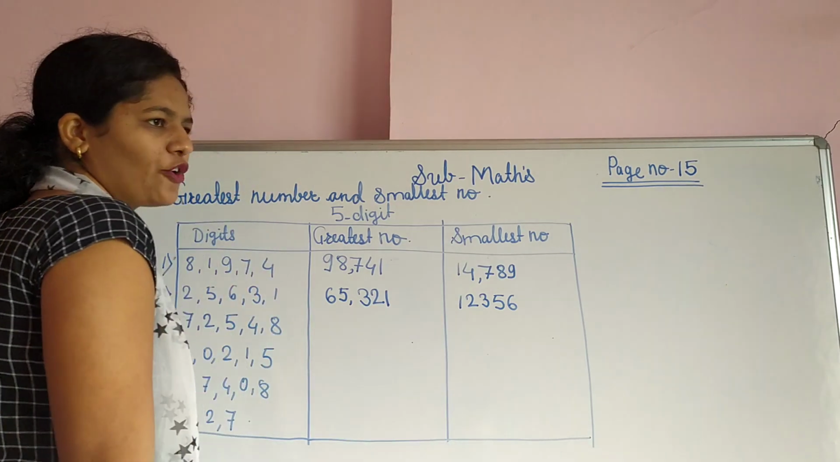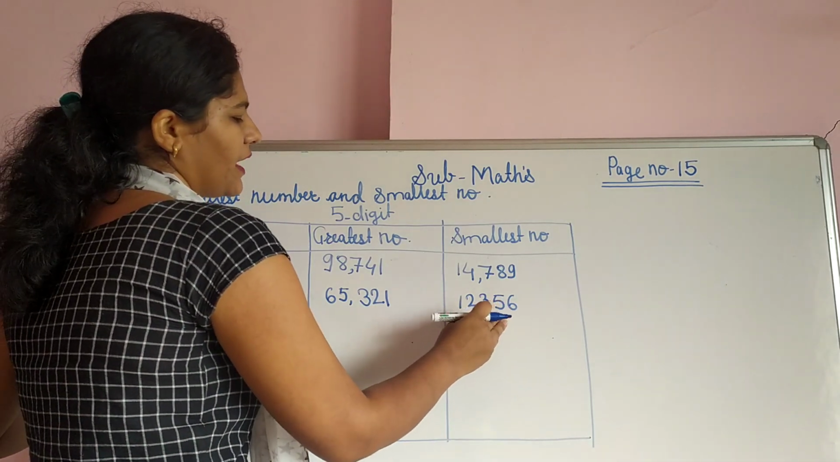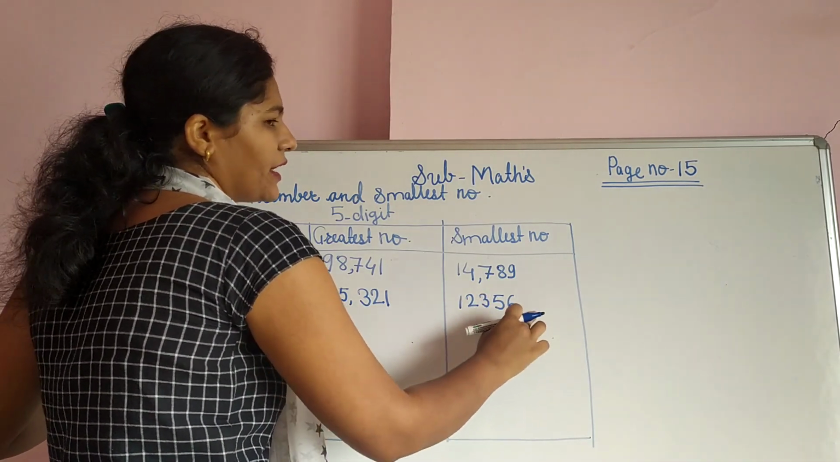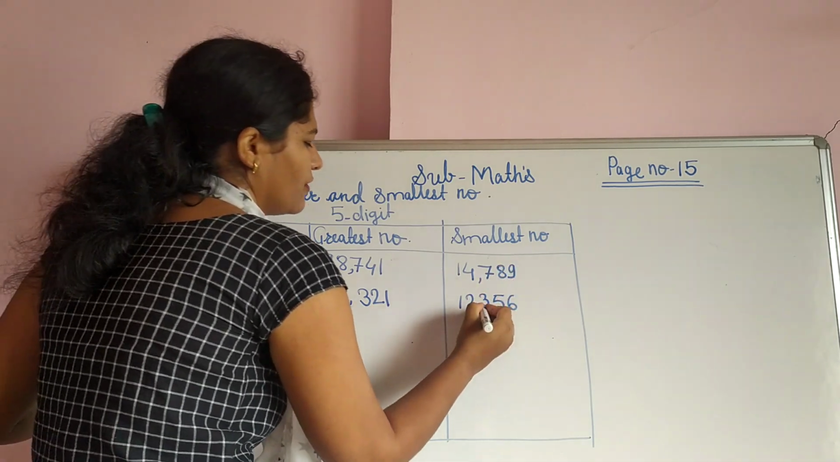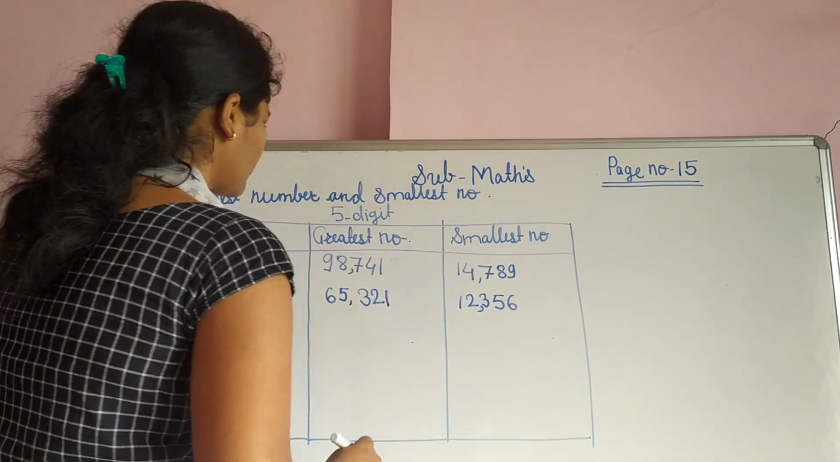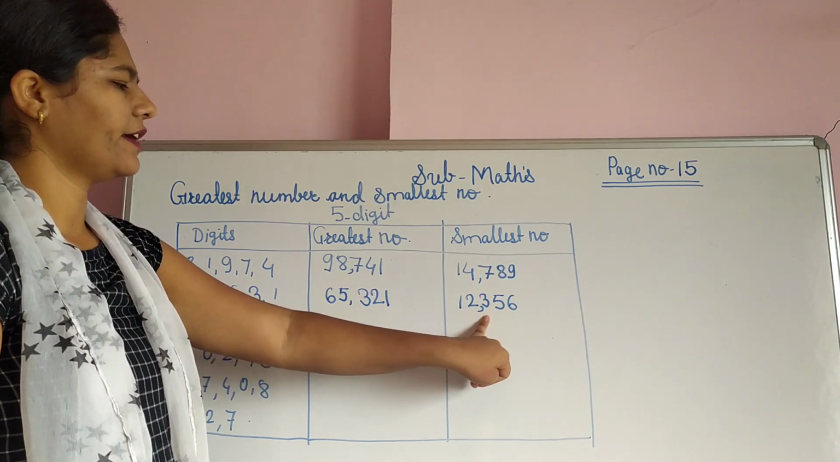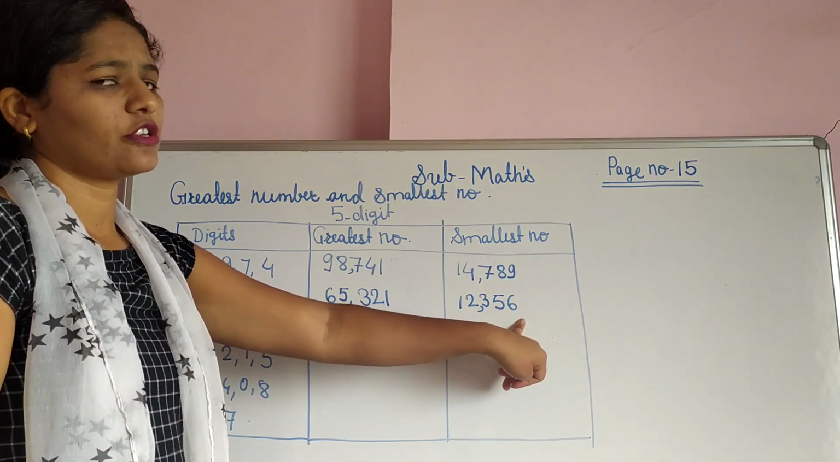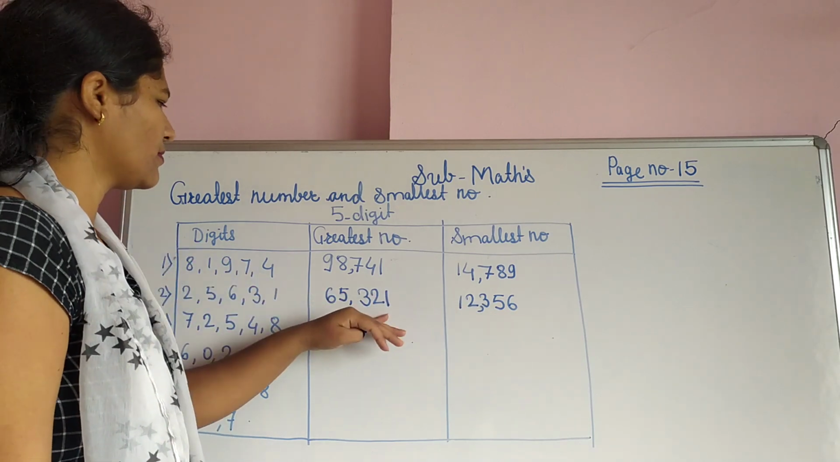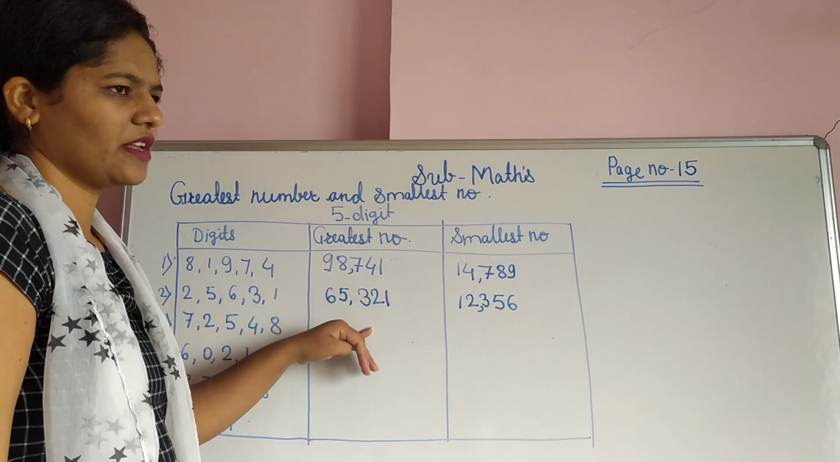Make a group. You know how to make a group? Ones, tens, hundreds. This is in which period? It is in the ones period. So give a comma here. So that is the smallest number. Read this number: 12,356. When you are doing these sums or problems, you should always read the number.